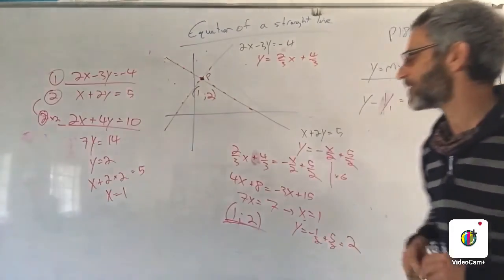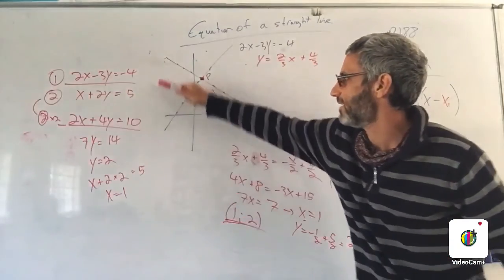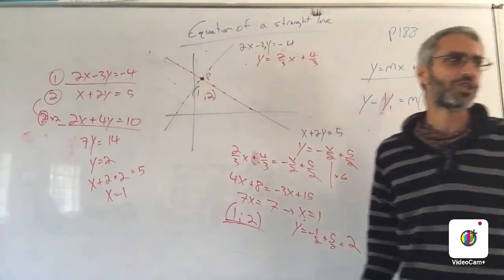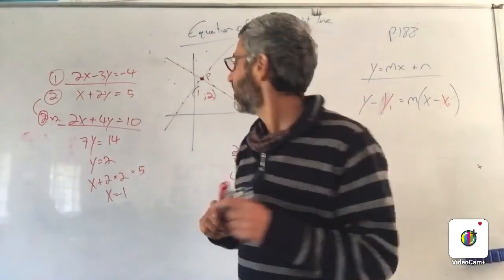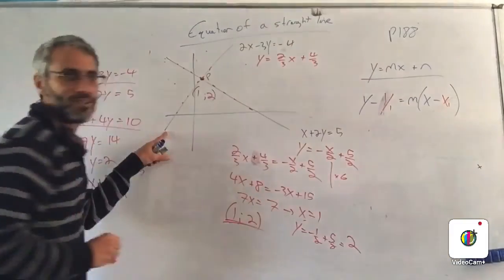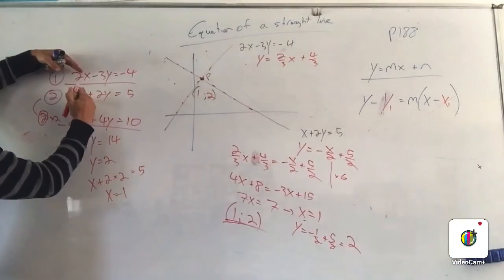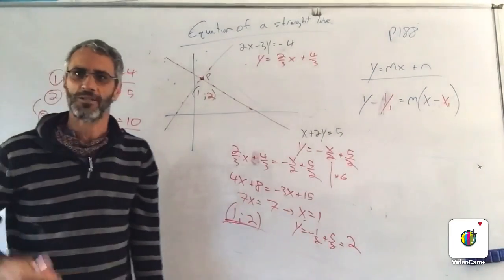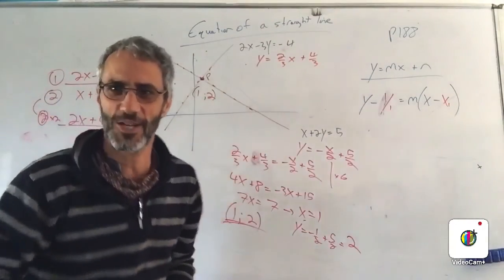Now you tell me yourself which one is quicker and easier, this method or that? The second one is much easier. All you need to remember is that at this point of intersection, both equations are valid, so we do a simultaneous equation. Okay, goodbye.